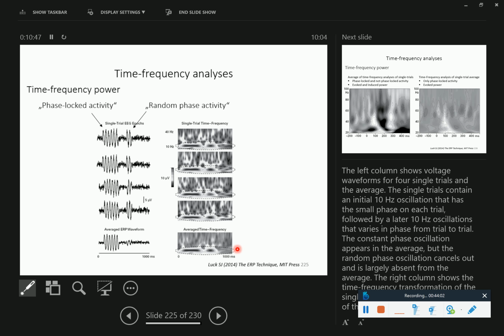Why would you want to subtract the phase locked activity? Because you want to show that there is some activity that is actually happening in random phase, and I think that is important in the sense that it happens on almost every trial. And if you just show this, then you always ask yourself, so what? So what is this now? Stuff that I would also see in the ERP.